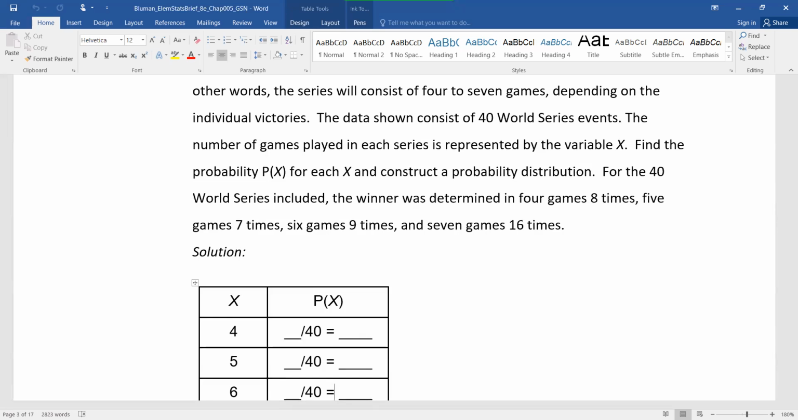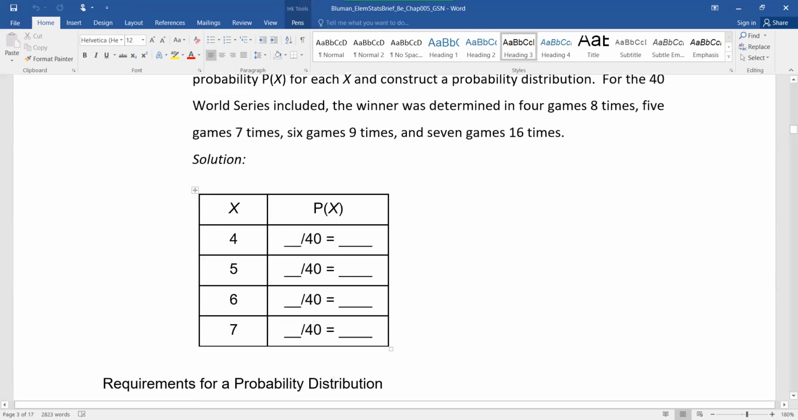So for the 40 World Series, include the winner. The winner was determined in 4 games 8 times, 5 games 7 times, 6 games 9 times, and 7 games 16 times. Real quick, what does 8 plus 7 plus 9 plus 16 total up to? 40. Make sure that all does work out for you. Because that's 15, then that's 24, then 40 right there.